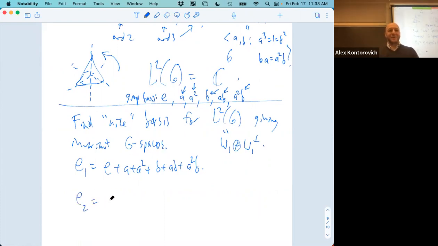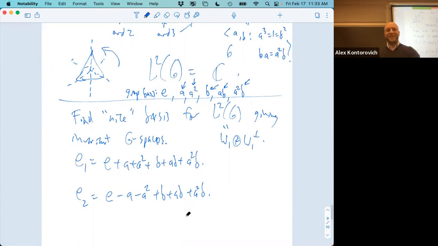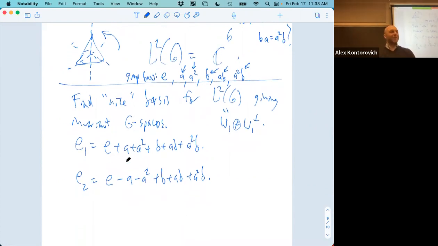Okay, so let's try E2, which is E minus A minus A squared plus B plus AB plus A squared B, right? There's one problem with this already, which is that this vector is not orthogonal to E1. Look at the inner product: I have a 1, minus 1, minus 1, 1, 1, 1. I have too many ones. Want to do something with the cube root? We definitely want to do something with a cube root of unity, but before we get to that, we can get one more one-dimensional representation out. Let me tell you why I know that there's one more.